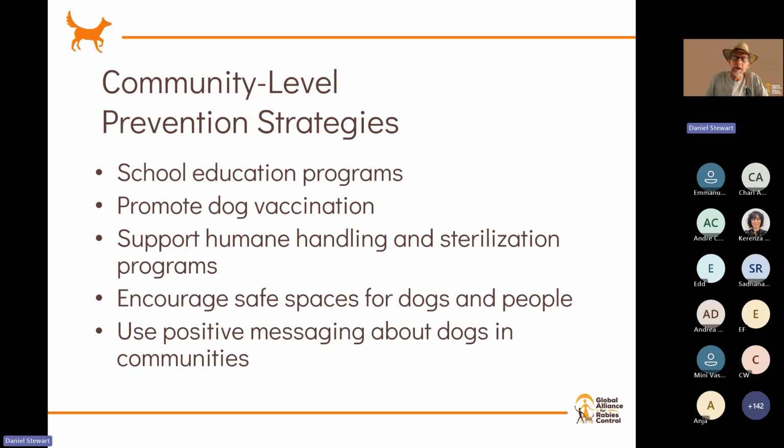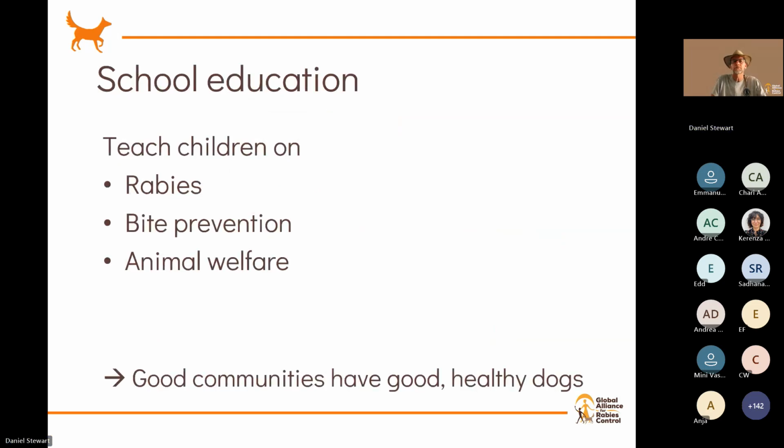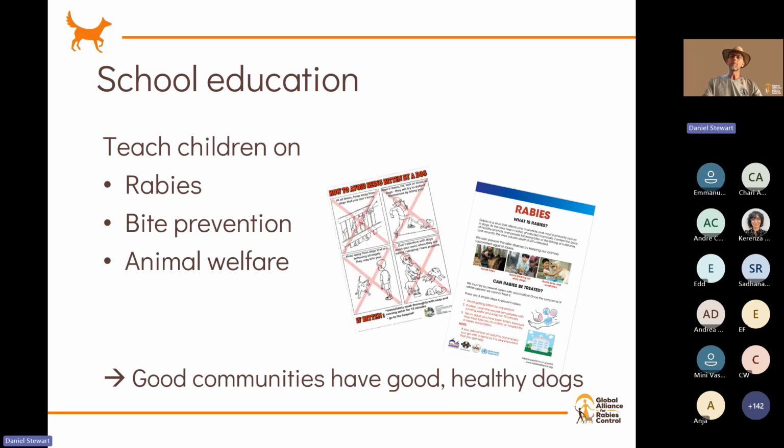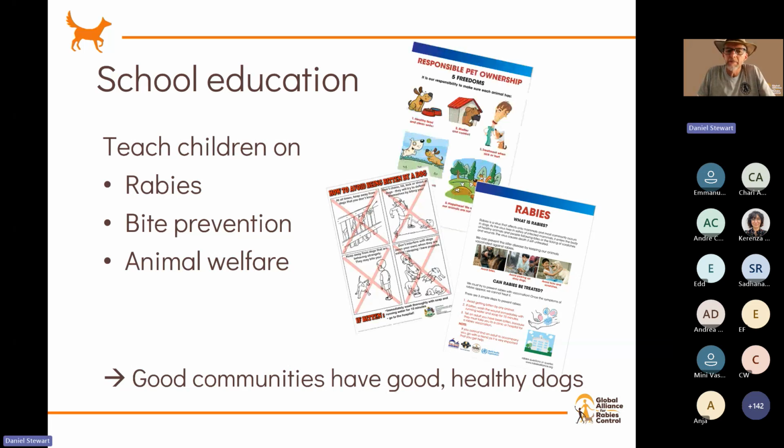Positive messaging about dogs in communities. Think about what I've just said. So why are you thinking of that? School education. We teach them rabies. Teach them bite prevention. We teach them animal welfare. Good communities have good, healthy dogs. Healthy dogs mean fewer bites because they are content.